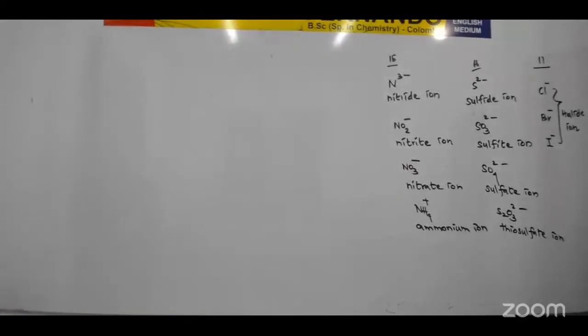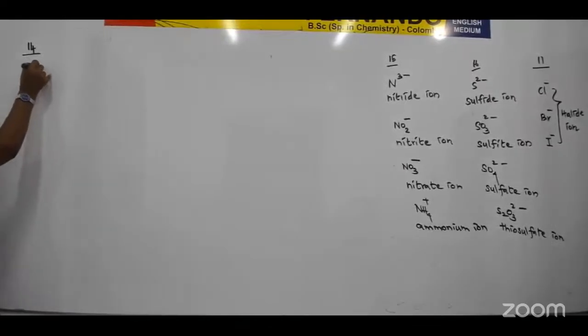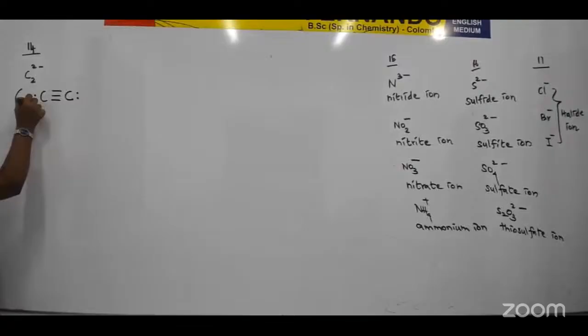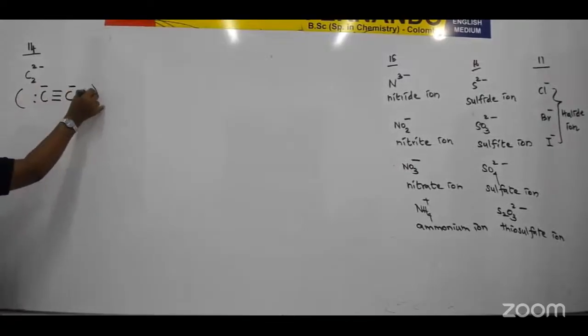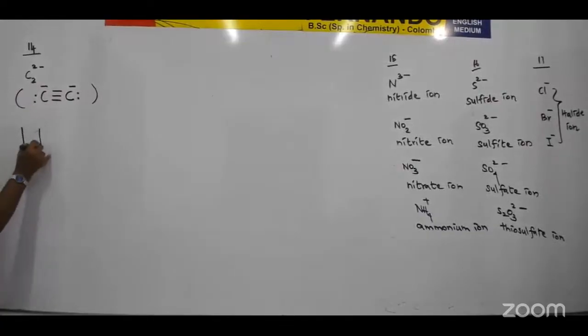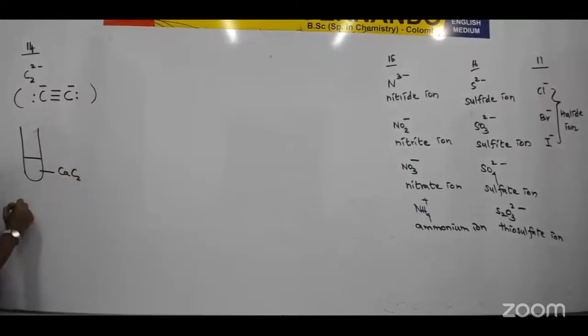Group 14, first one, carbide. C2 2 minus. How to draw that? C triple bond C, each carbon has a lone pair with a negative charge. You know that ethyne is produced from calcium carbide. Here, as a carbide, I will take calcium carbide.